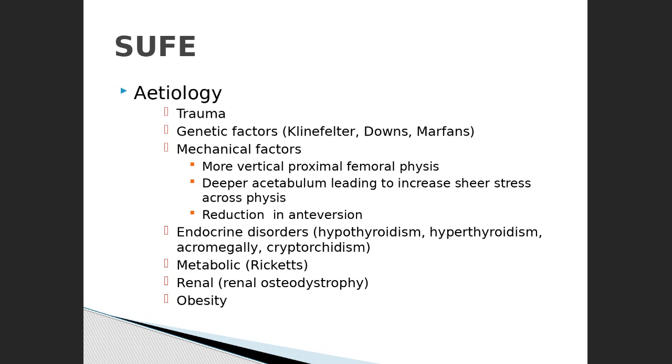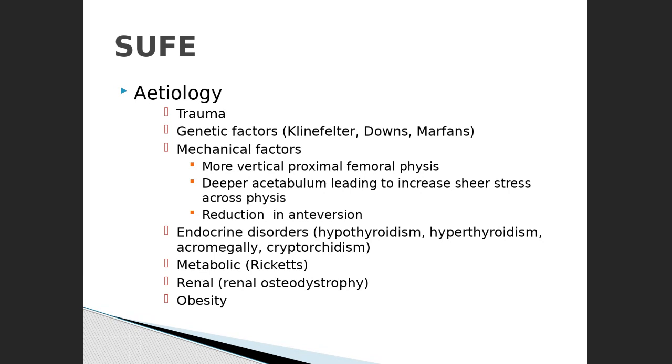There are some endocrine disorders like hypothyroidism, hyperthyroidism, acromegaly, and cryptorchidism, which you know is the undescended testes, that can lend itself to a slipped upper femoral epiphysis. We know metabolic disorders like rickets can also cause it, and renal osteodystrophy and obesity. So these are some of the etiological factors associated with the slipped upper femoral epiphysis.